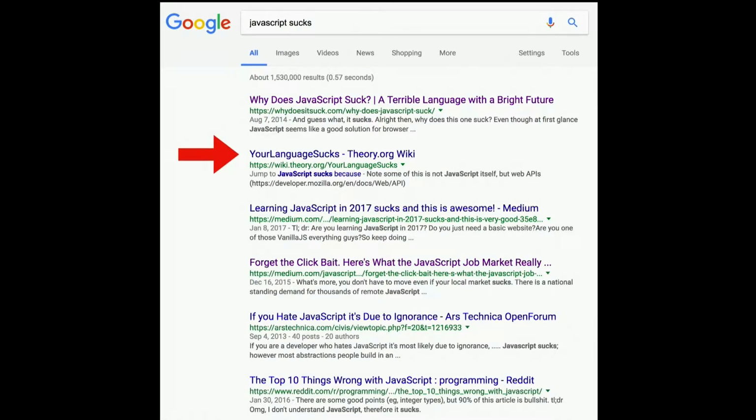The next result is Your Language Sucks, a wiki page that lists what sucks about every programming language you can think of. So the top 2 results are from sites that could easily be the top 2 results for any language. They're not specific. The next one says that learning JavaScript sucks. Probably because the author didn't learn it from Seth and me. But he says that's awesome that learning JavaScript sucks.